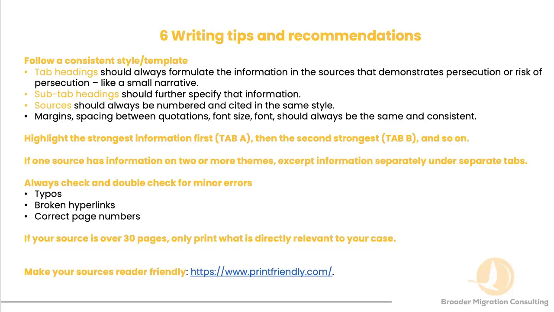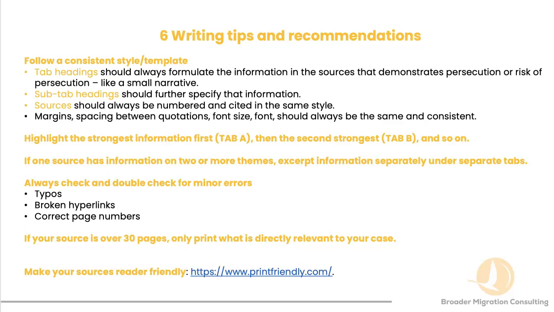Second, highlight the strongest information first. So tab A, subtab A, then the second strongest, tab B, and so on and so on. Third, if one source has information on 2 or more themes, or it answers 2 or more questions, excerpt information separately under separate tabs, the tabs where it would make most sense to put that information.